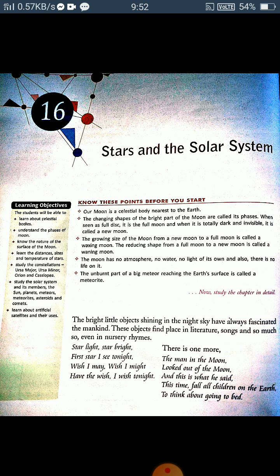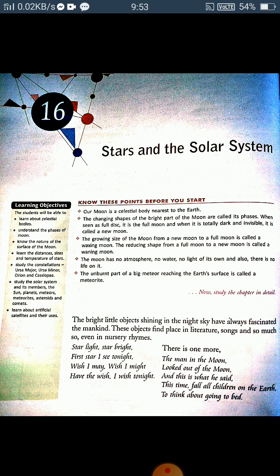So the bright light objects shining in the night sky have always fascinated mankind. Have you seen the bright lights in the night? Yes, these objects find a place in literature, songs, and so much so. Even in the nursery rhymes, the moon and the stars, we listen to them from childhood.